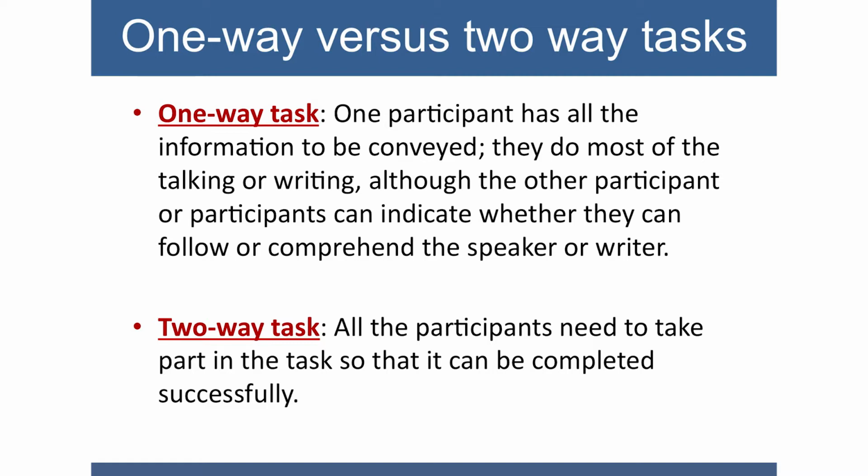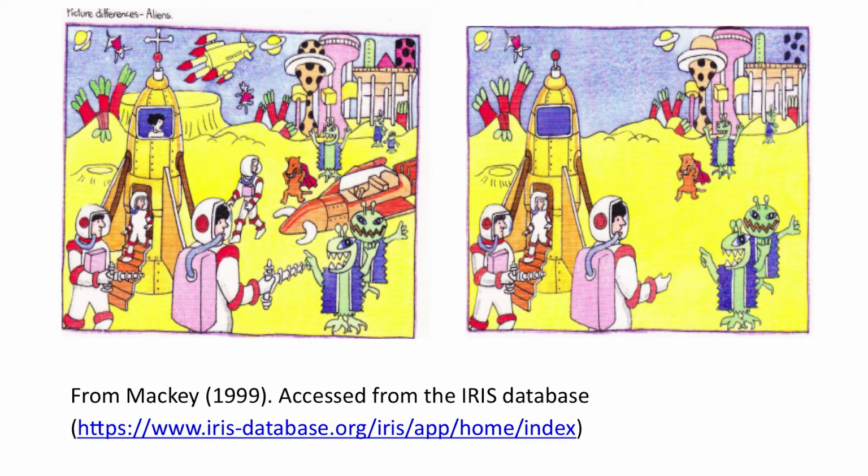In two-way tasks, all the participants need to take part in the task so that it can be completed successfully. A well-known example of a two-way task is the so-called spot the difference task. In a spot the difference task, learners are given similar pictures which only differ in some details. For example, these two pictures, taken from Alison Mackey's work, depict two alien scenes which differ in some small details. The learner's task is to identify the differences between the two pictures without showing each other the pictures themselves. Often the task instructions tell participants how many differences they need to find.